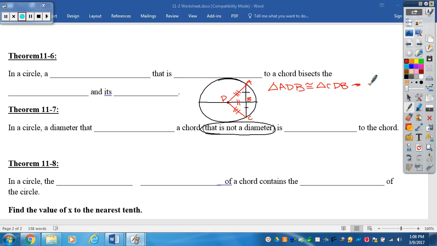by what reason? Should be side, side, side. Okay, I hope you can see that there. Now that the triangles are congruent, you know that this angle right here and this angle right here have to be the same measure by CPCTC. Okay? Well, if they're congruent to each other and their sum is 180, then what would their individual measures have to be? Well, they'd have to be 90, which is why we say it's perpendicular to the chord.